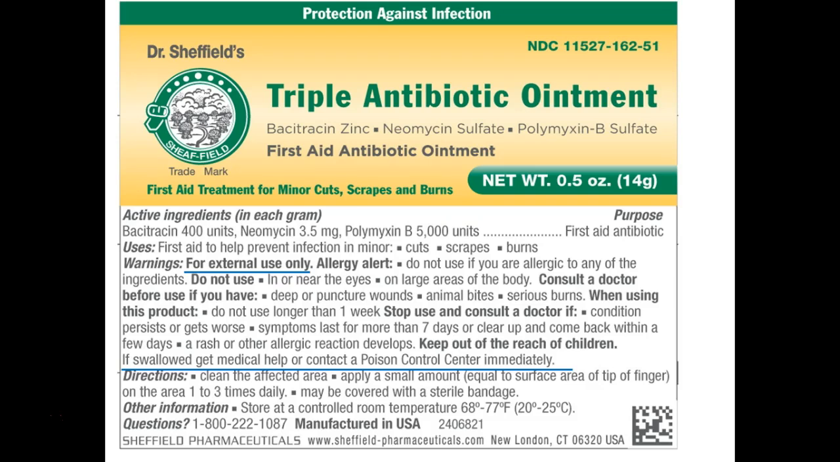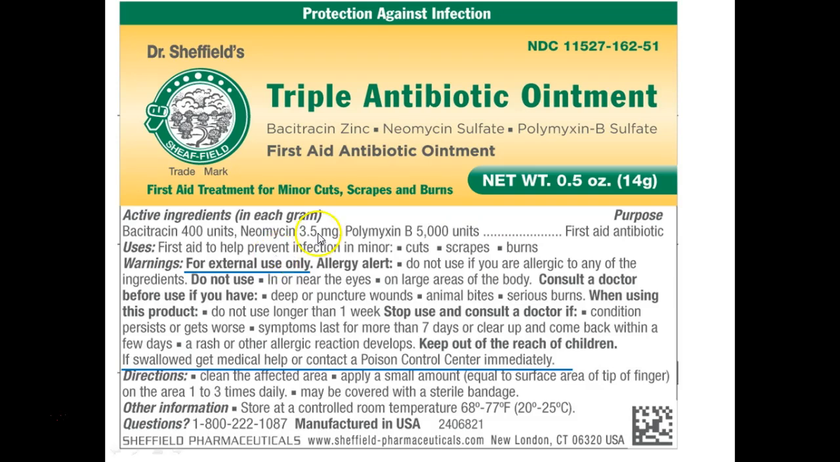It also says, let's see, for minor cuts and scrapes and burns. You don't want to cover your whole body in this stuff, right? Because then you would have the potential of absorbing too much into your body, and it would be not all that different from swallowing it, okay? So it's for small areas.